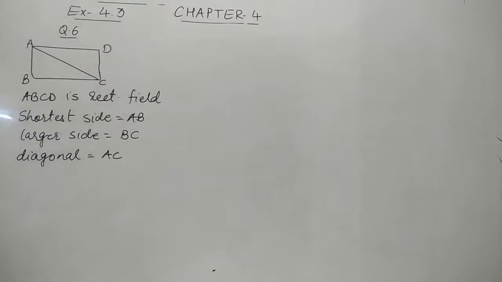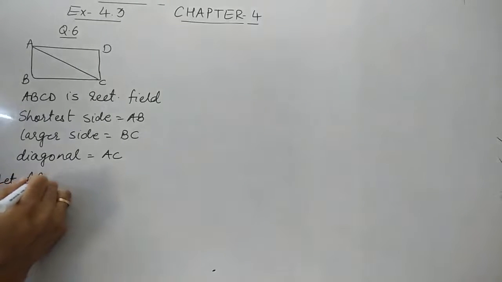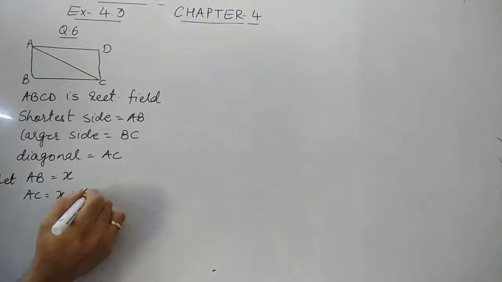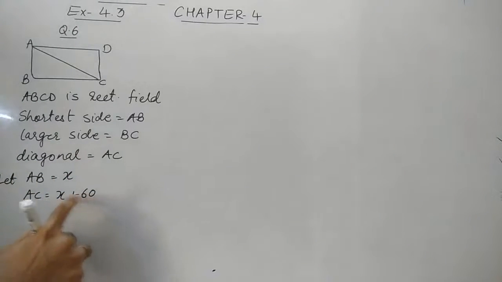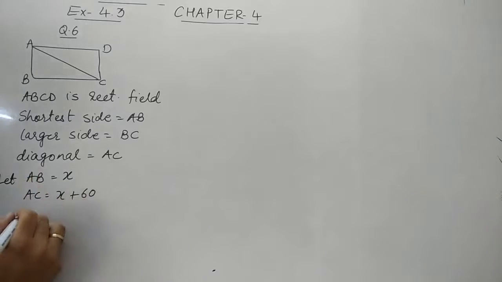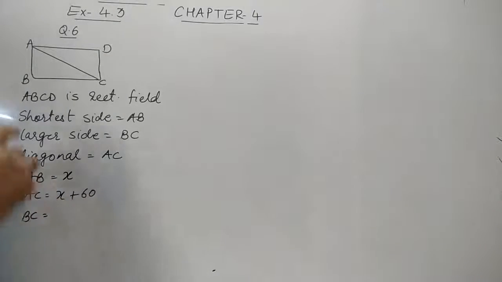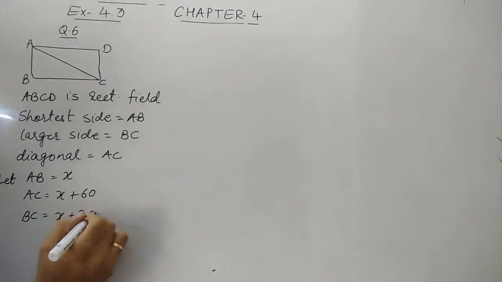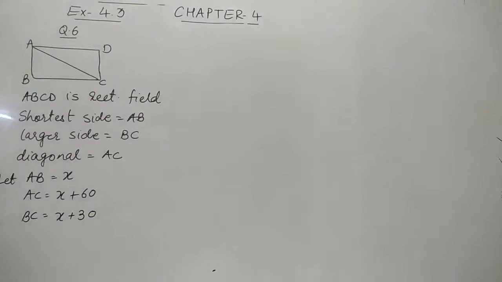So now look here: first, the diagonal is compared with AB. We'll compare the shorter side AB, that is x. The diagonal is 60 more than the shorter side, so you can write x plus 60 or 60 plus x. And the other side, BC, the larger side, is 30 more, so it is x plus 30. Thus we obtain all three sides AB, BC and AC.